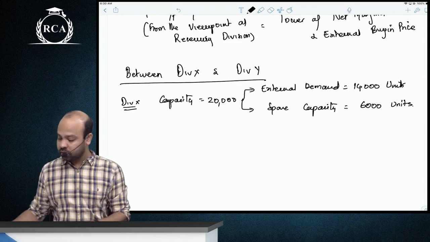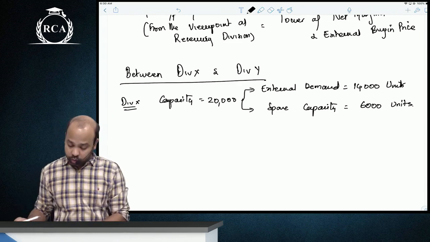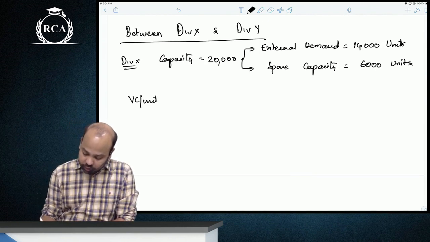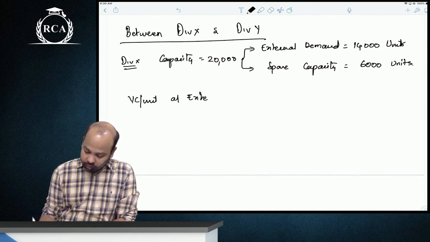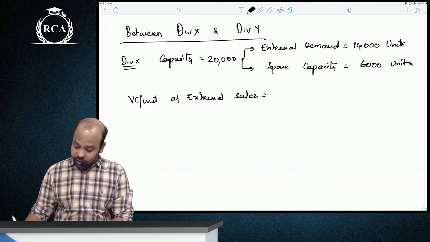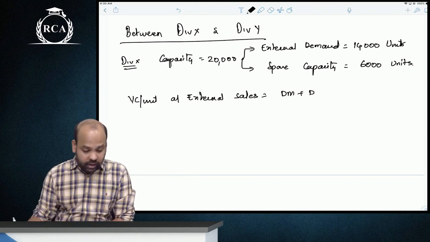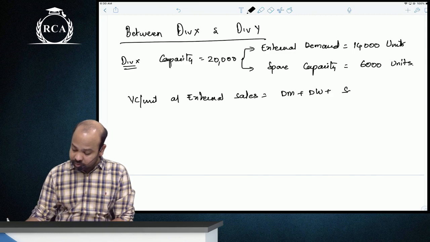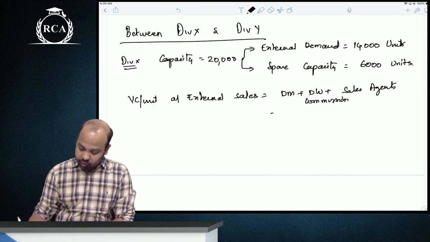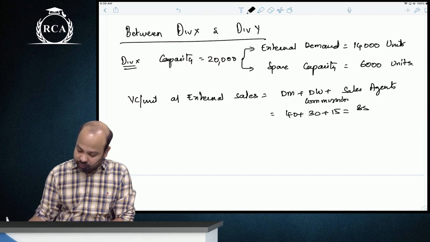What next sir? What are the other things that you want us to keep in mind? Look here. What is the variable cost per unit of external sales? Do not forget that the variable cost per unit of external sales is different from the variable cost per unit of internal transfers. So this would be direct material cost plus direct wages plus sales agents commission. That would be 40 rupees plus 30 rupees plus 15 rupees, that is 85 rupees.